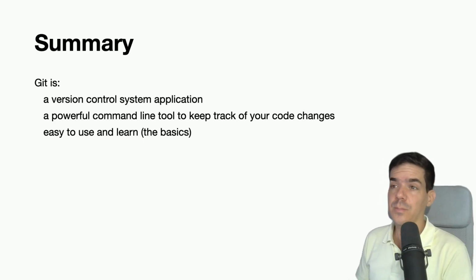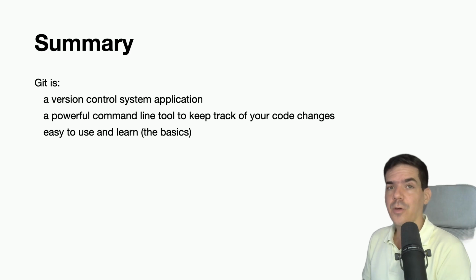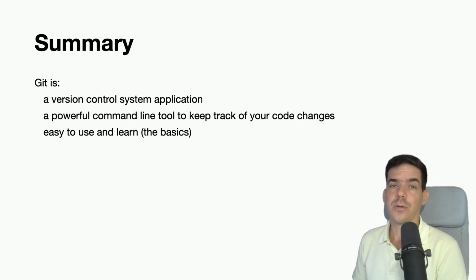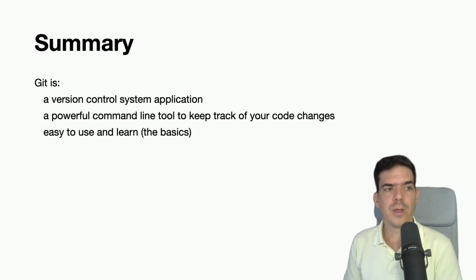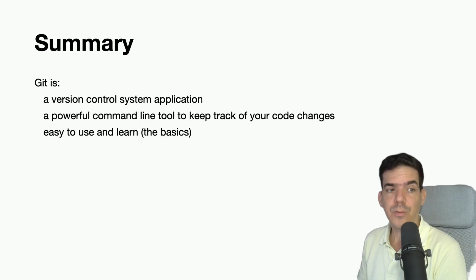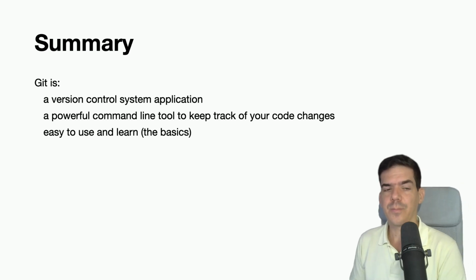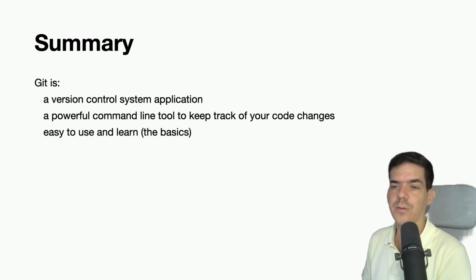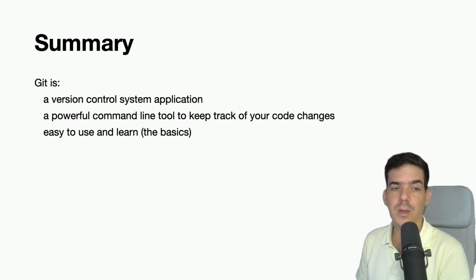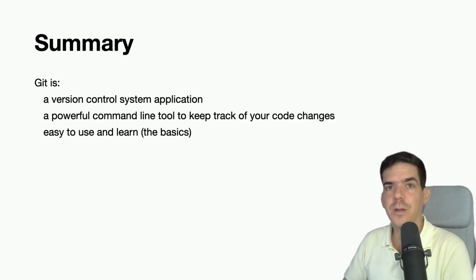So just to wrap it up, Git is a powerful version control tool, a version control application, a nice command line tool to keep track of your code changes, and it's relatively easy to use and learn at least the basics. This was a first introductory video of how you can manage your code and how version control systems work. Maybe in the next video we can go deeper into how Git and all other version controls work.